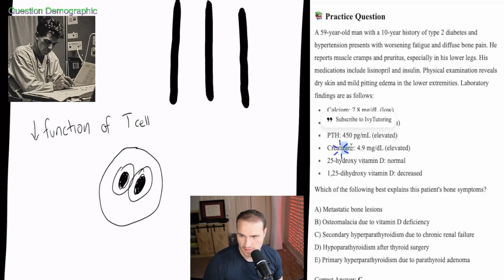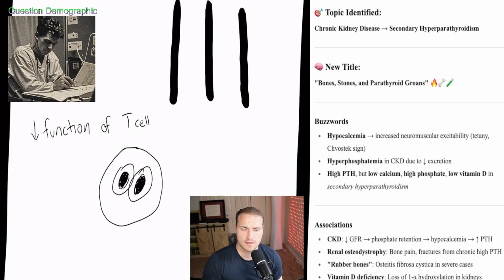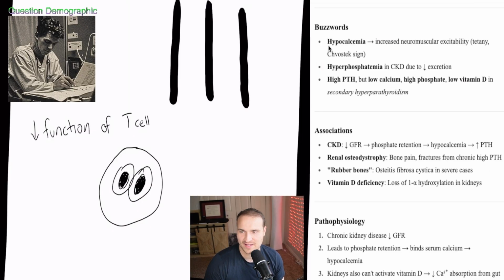...is elevated, creatinine is elevated, normal 25-hydroxyvitamin D, and low 1,25. What explains these symptoms? All right, so this is chronic kidney disease, secondary hyperparathyroidism. Basically, what you look out for in this one is hypocalcemia and hyperphosphatemia, because you can't get rid of it. Why? Because your kidneys aren't working, even though you have low calcium and phosphate. And what happens here is this is chronic kidney disease.